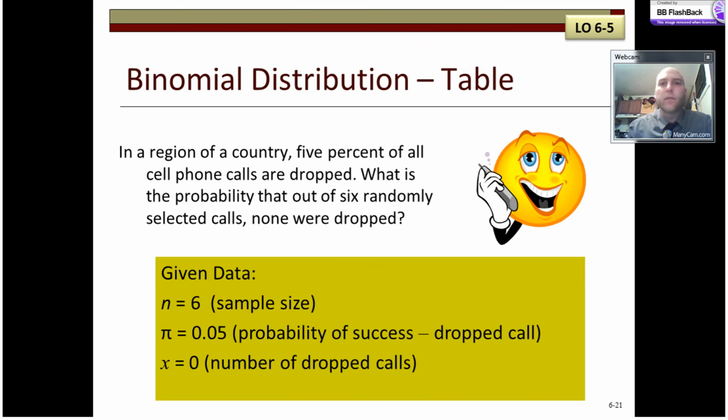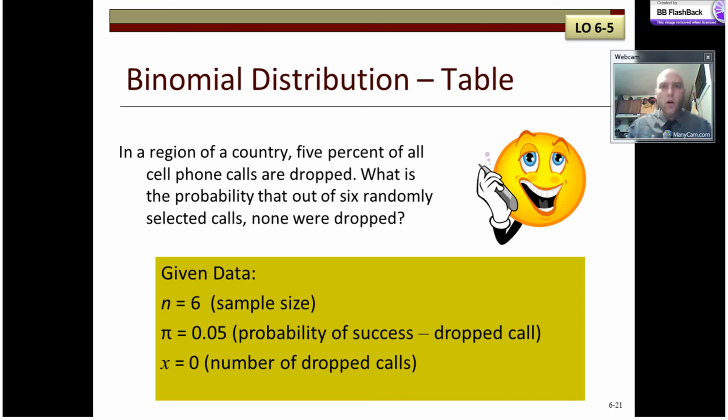Here's another example that I referenced earlier. In a region of the country, 5% of all cell phone calls are dropped. What is the probability that out of 6 selected calls, none were dropped? Always go through and find the 3 essential pieces of information. First of all, what's our fixed number of trials? It says, what is the probability out of 6 randomly selected calls? Out of 6. So that's our number of trials. The probability of success, again, while it's not success for me to drop a call, that's how we're defining success. Success is a dropped call, 0.05. The thing we're asking about is what's the probability that none of these calls were dropped?